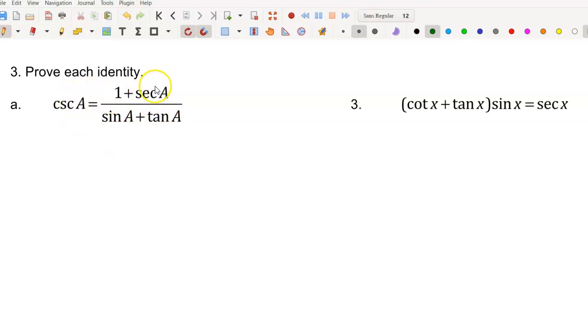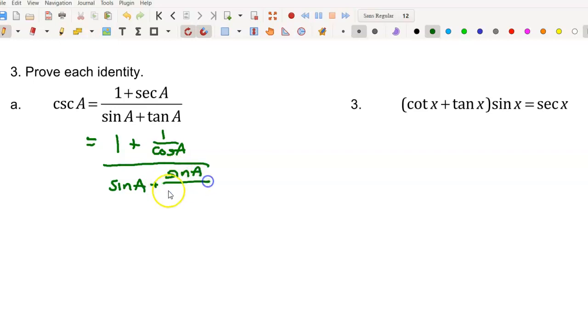So one of the main things you could do is change all secants and tangents and cosecants into just sine and cosine. So write everything in terms of sine and cosine. So we have 1 plus secant, which is 1 over cosine. We got sine A on the bottom, and then we got tangent, which is rise over run, sine over cosine.